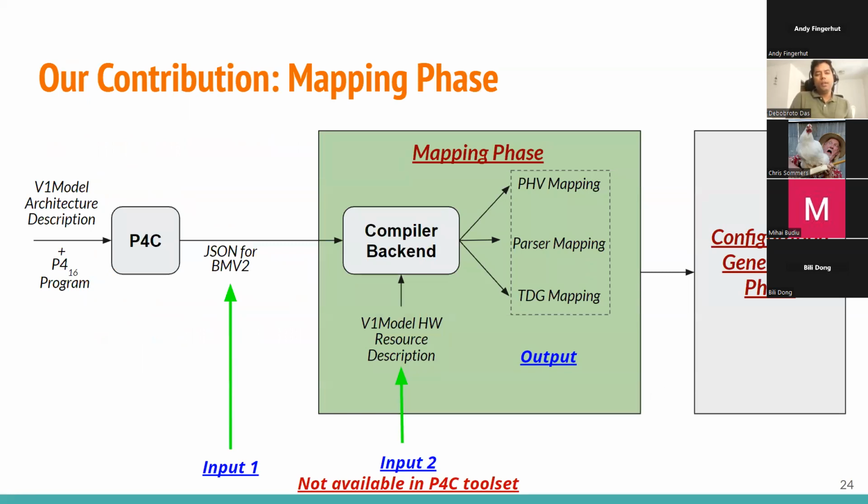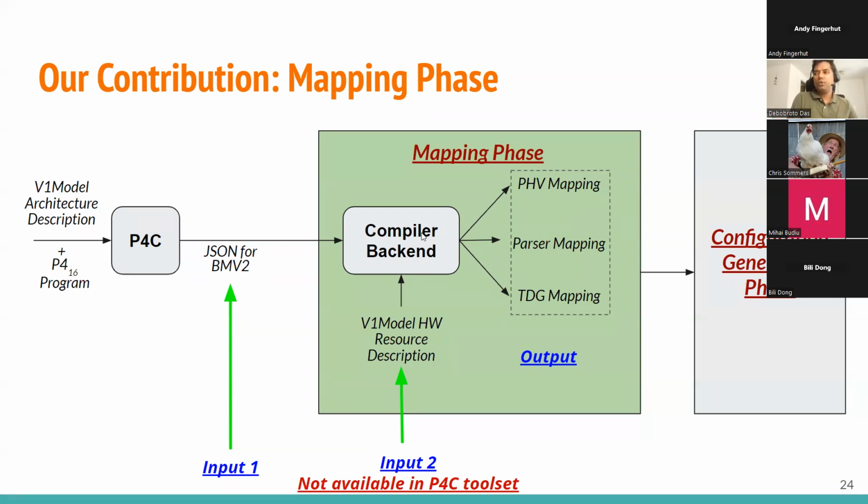Now, in the whole P4 ecosystem space, my compiler backend works here. Typically a P4 developer will provide their P4 program into P4C, and it will generate the JSON representation for the BMV2, the intermediate representation. So that is the first input of my compiler backend.